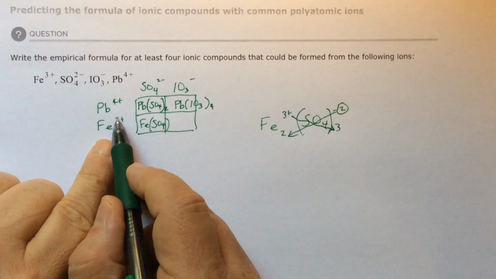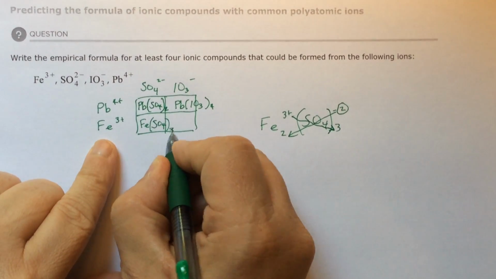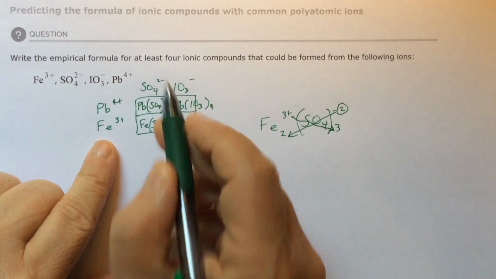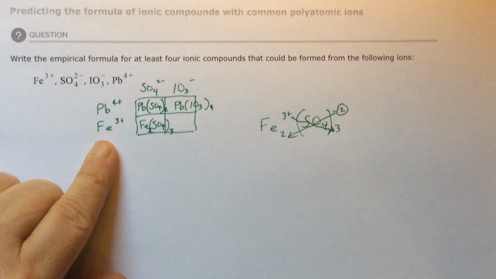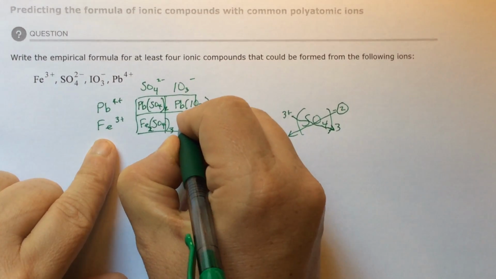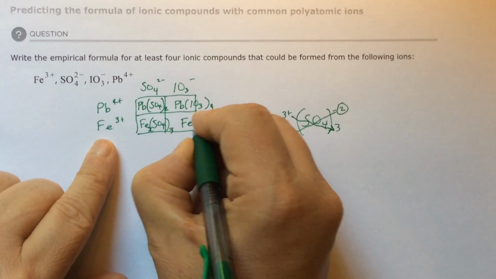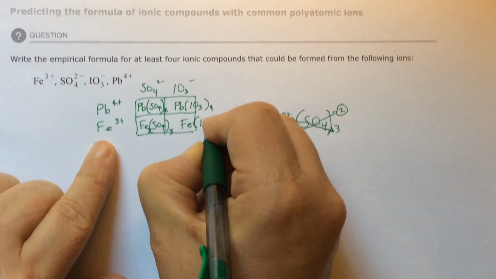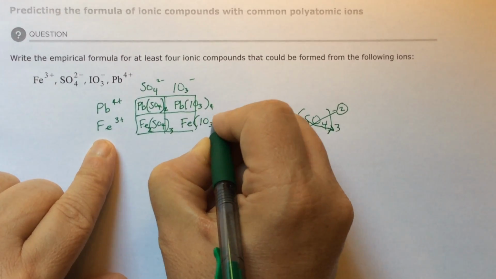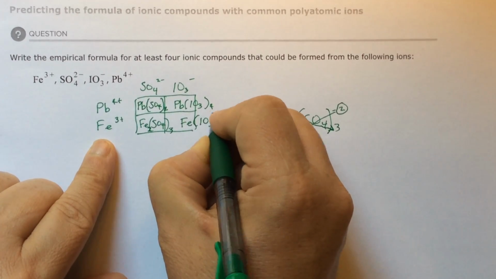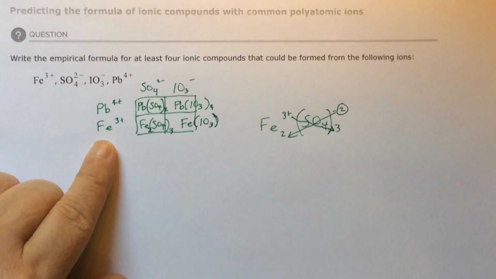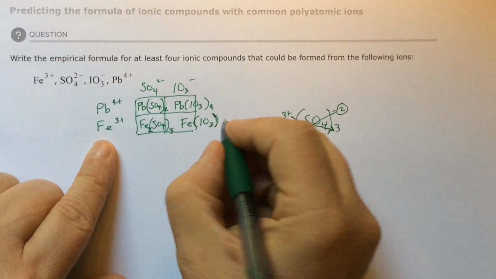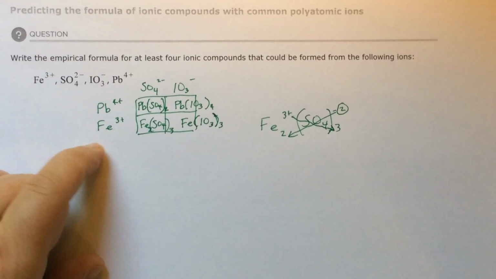So I've got a positive 3 here. It becomes 3. I've got a 2 here. It becomes 2. So it's going to be Fe2 parentheses SO4 parentheses subscript 3. And then the last one's easier. That's positive 3. Iodate, I need 3 of these because it's a negative 1. I don't use the negative. IO3, that's not a 10, it's IO3, and I need 3 of those to balance.